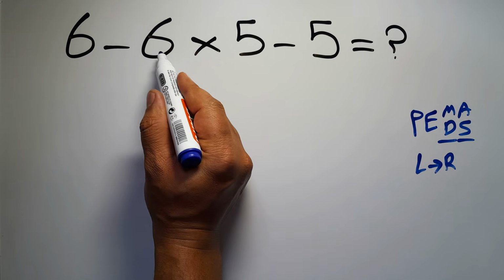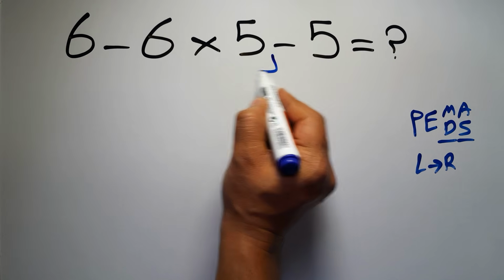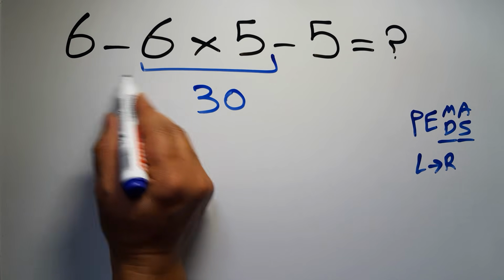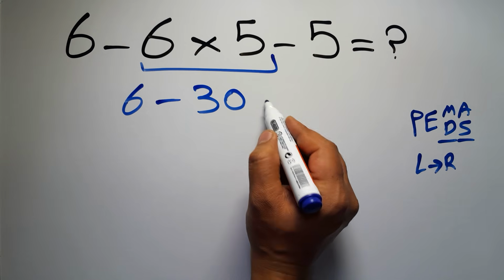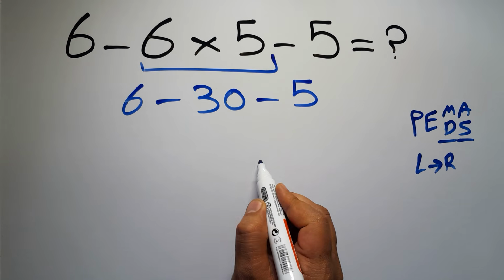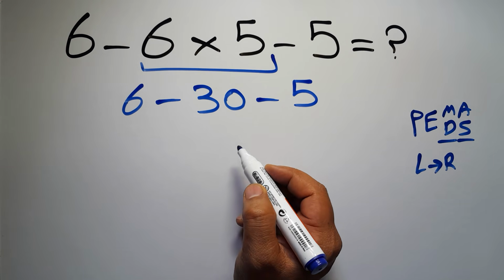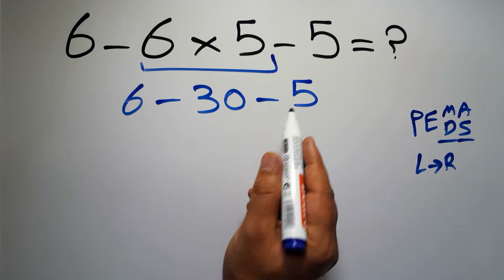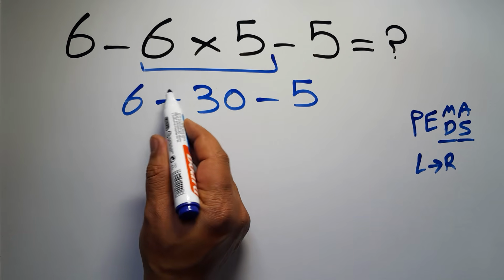Okay, so first 6 times 5, which equals 30. So 6 minus 30 and minus 5. Now we have two subtractions, and when we have more than one subtraction in an expression, we have to work from left to right. So here first we have to do this subtraction.